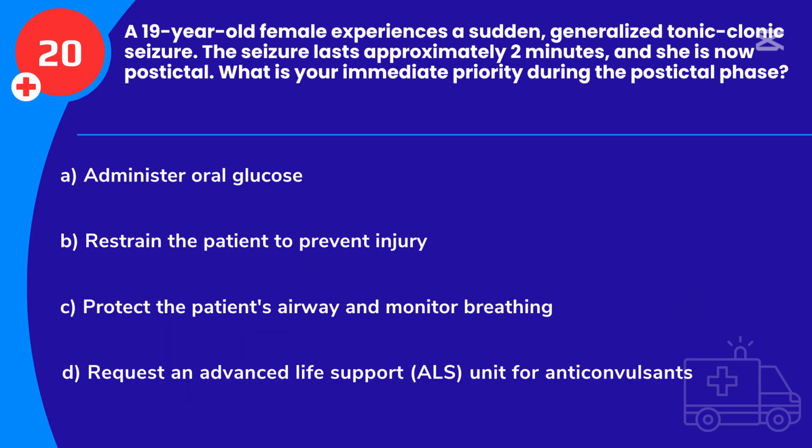Question 20. A 19-year-old female experiences a sudden, generalized tonic-clonic seizure. The seizure lasts approximately 2 minutes, and she is now postictal. What is your immediate priority during the postictal phase? A. Administer oral glucose. B. Restrain the patient to prevent injury. C. Protect the patient's airway and monitor breathing. D. Request an advanced life support (ALS) unit for anticonvulsants.